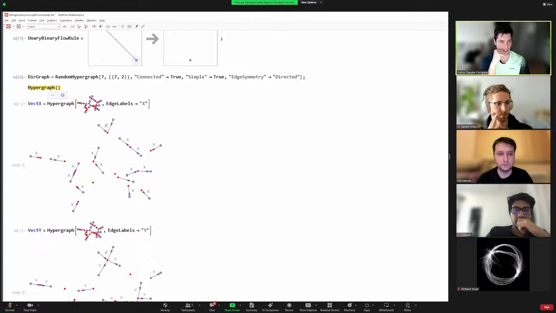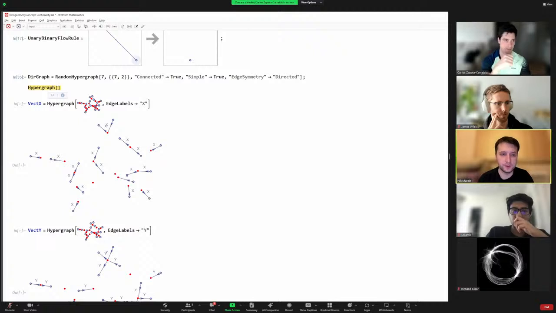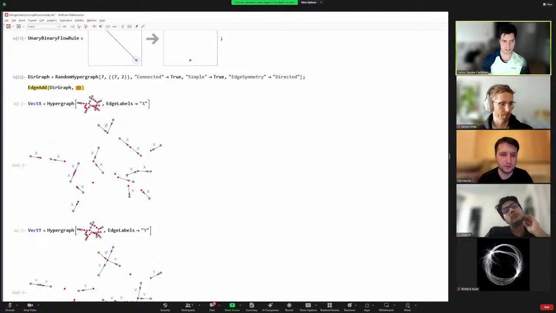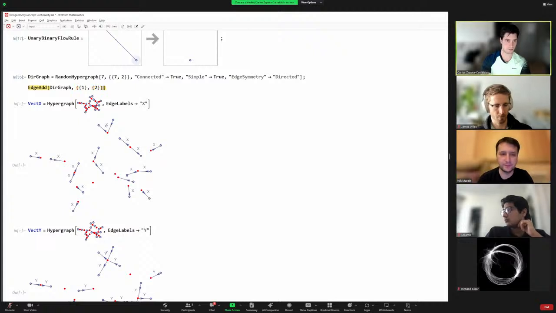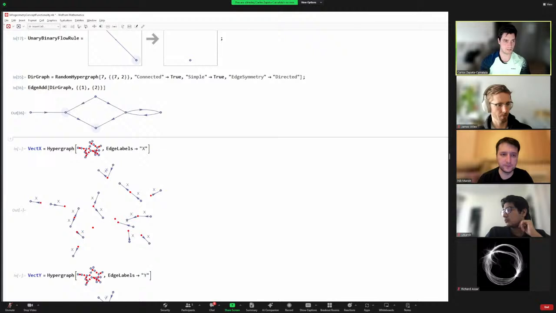It's not obvious, but there may be an edge add function. I don't remember whether it works. Edge add, yeah, let's try. It works. And then I specify the list of edges, so a single edge, just like you would naturally write a list of edges. Yeah, that works.